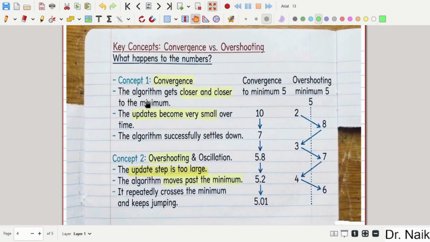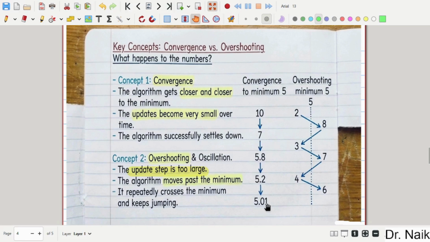During convergence, the algorithm gets closer and closer to the minimum. Suppose the minimum is 5. During convergence, it gets closer to 5.01, which is very close to 5. The updates become very small over time. Initially it was 10, then 7, then 5.8, 5.2, and finally the algorithm settled down at the minimum.